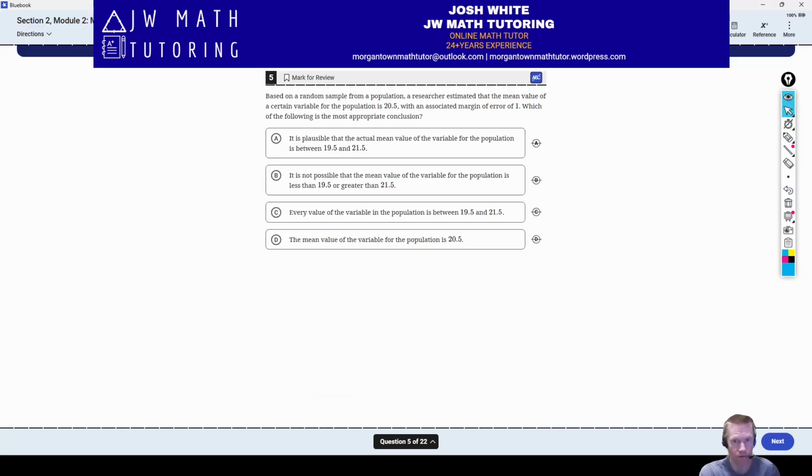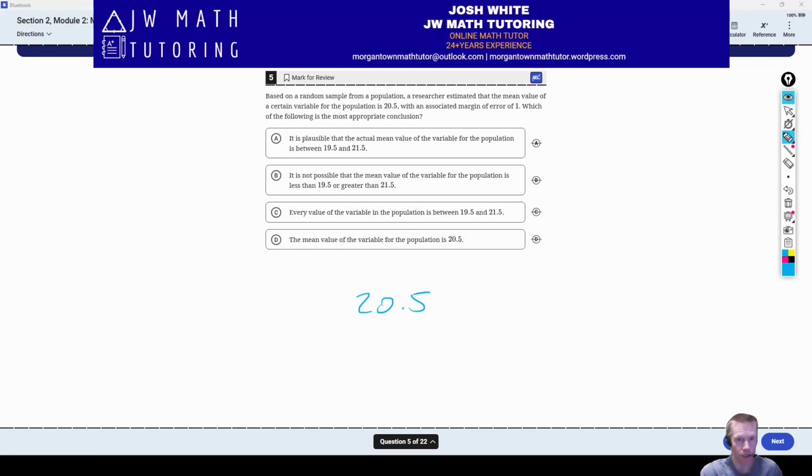Next up, question number 5. Here you have a question that deals with the concept of margin of error. So the mean value for this, they tell you, is 20.5, and they tell you the margin of error is 1.